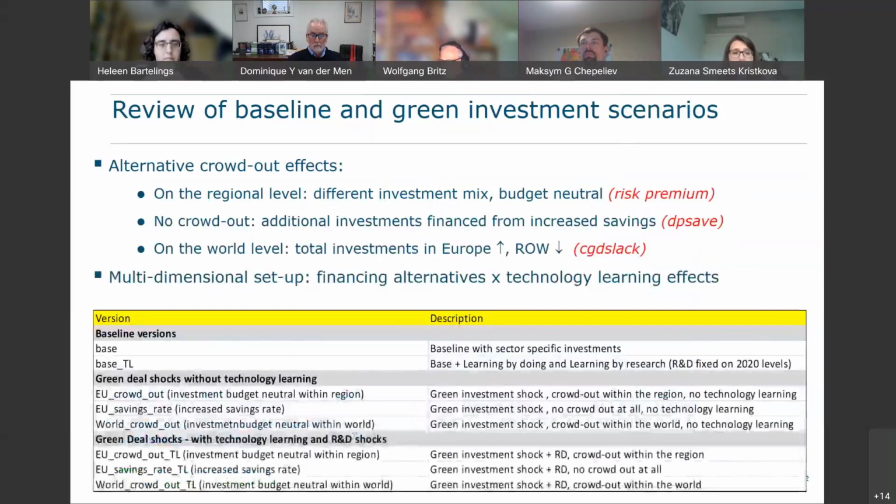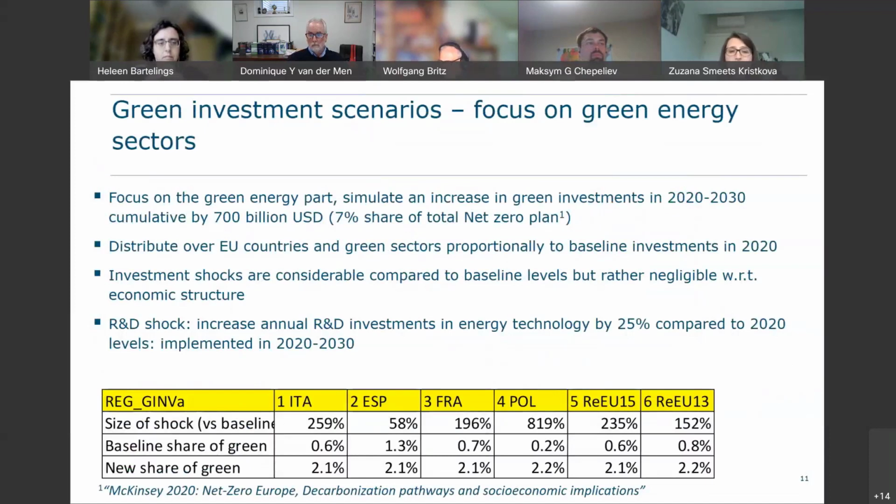I will move to the policy scenarios. We want to see how all these new features behave, to test them basically. For that, we took inspiration from various materials. In our case, we looked at McKinsey Net Zero Europe, which talks about potential ways to decarbonize the economy. As part of the document, there is an estimation that green investment would take up to $700 billion cumulative. So we take approximately this value and apply it in our scenario. So it is 70 billion annually.